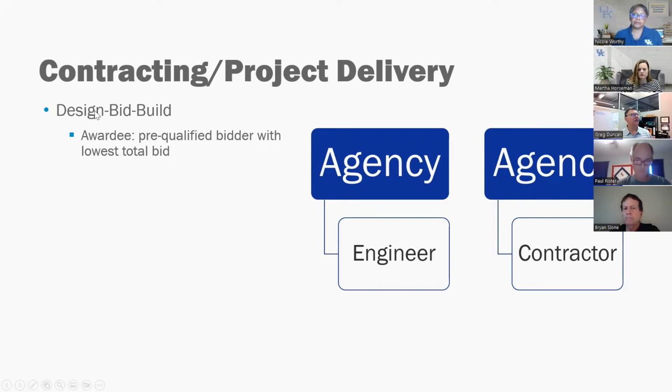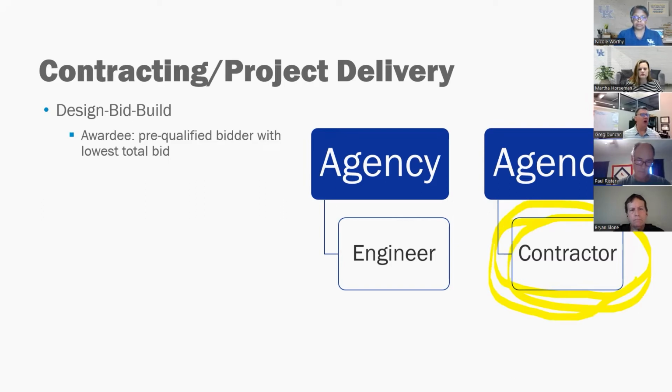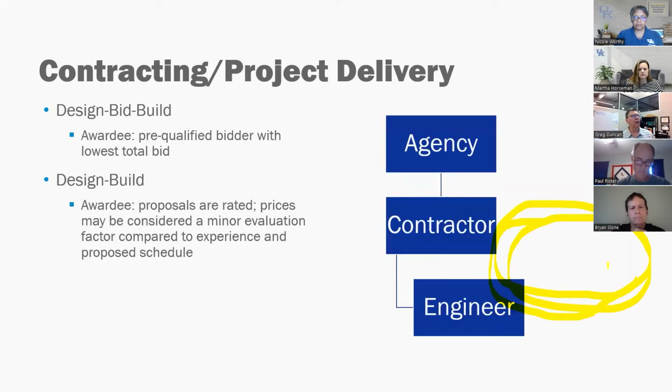The process is that the project is fully designed, then it's bid, and then it is built. That's the naming convention of that process there. The awardee is typically a pre-qualified bidder, and the agency selects the lowest total bid amount. So that is the contractor that would be selected for that project, is awarded by low bid.